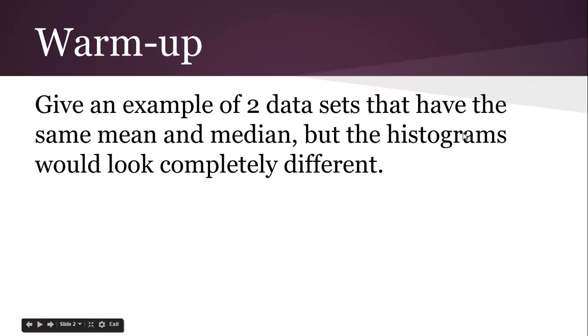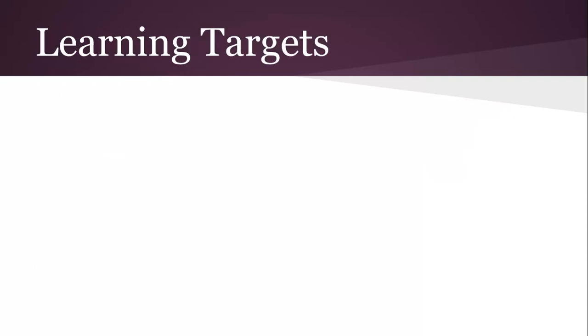As a warm-up, we want to give an example of two data sets that have the same mean and median, but the histograms look completely different. The point of this is to get an idea of what it would look like to have the same average and middle point, but that doesn't tell you the whole story. We need some more information. If you can do that, then that's a good start.